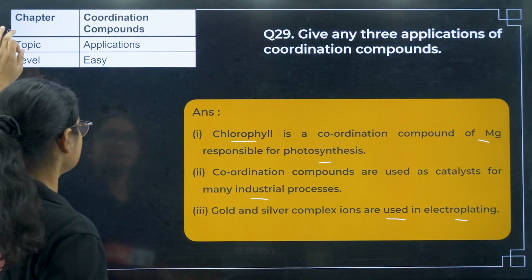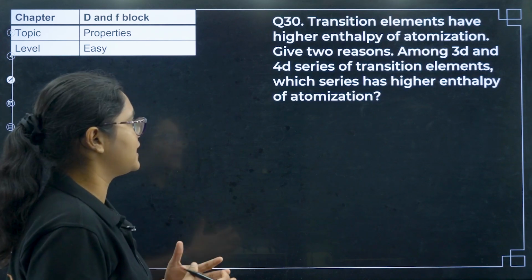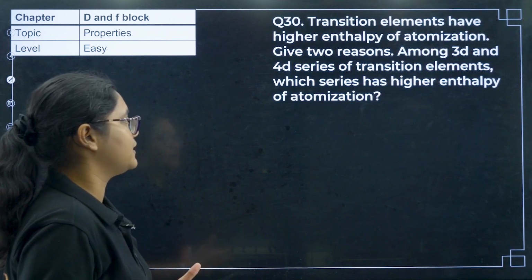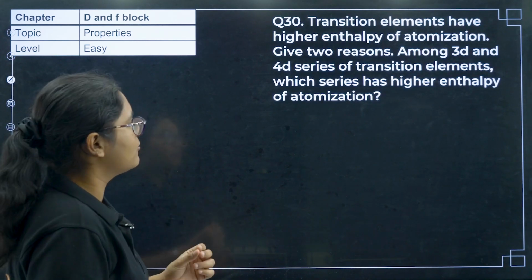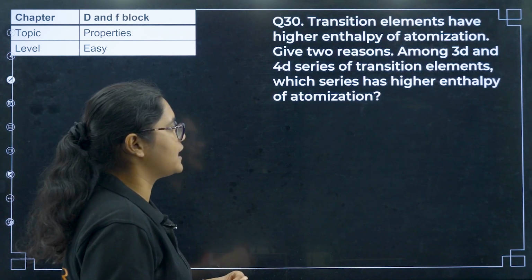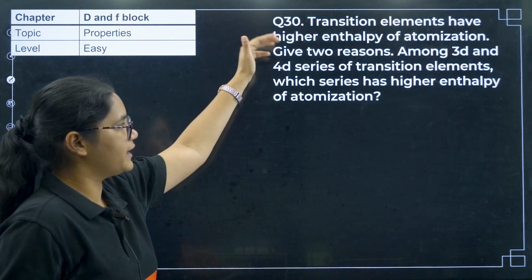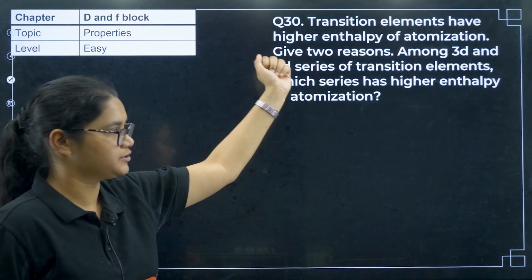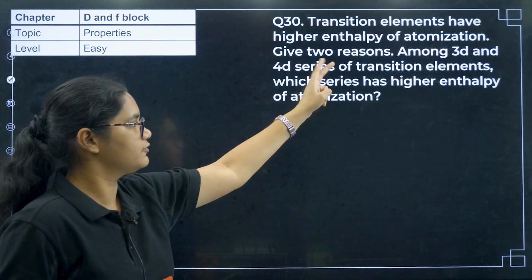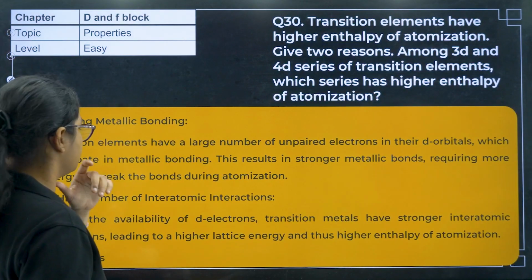Okay. Next, we'll go to the next 2 marker question, that is, transition elements have higher enthalpy of atomization. Give 2 reasons. Among 3d and 4d series of transition elements, which series has higher enthalpy of atomization? So first you have to write why they have higher enthalpy of atomization. Next you have to write out of 3d and 4d which is having higher enthalpy of atomization. So you can see here the answer.